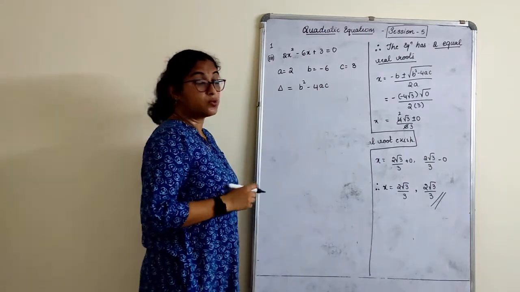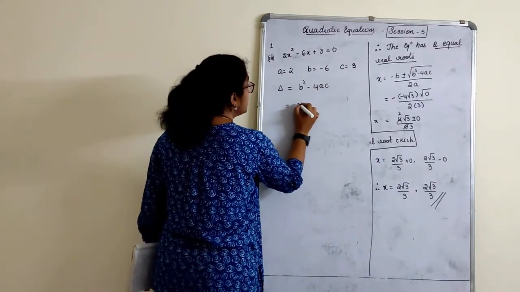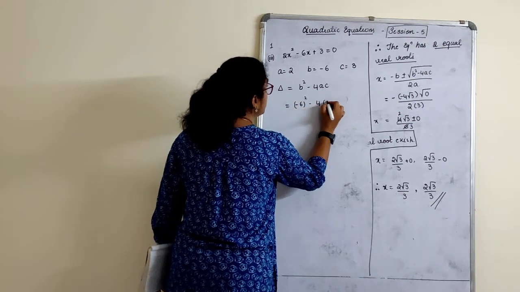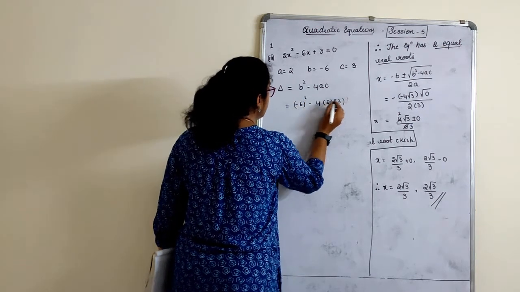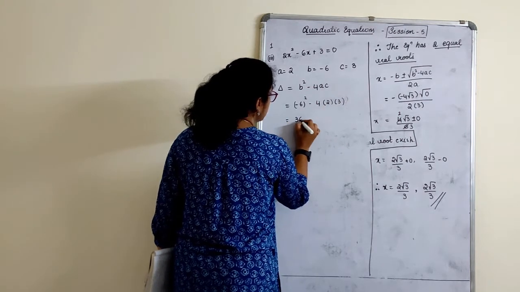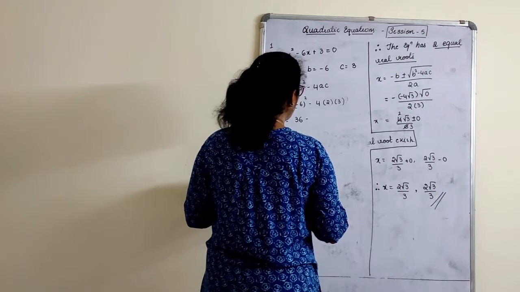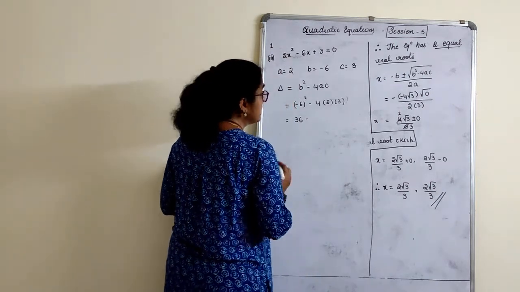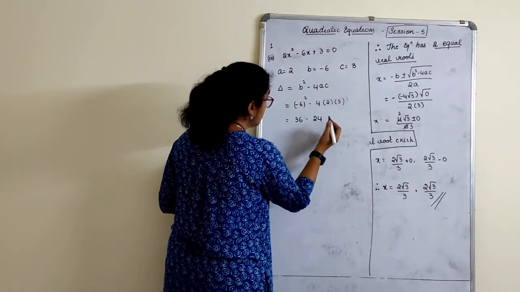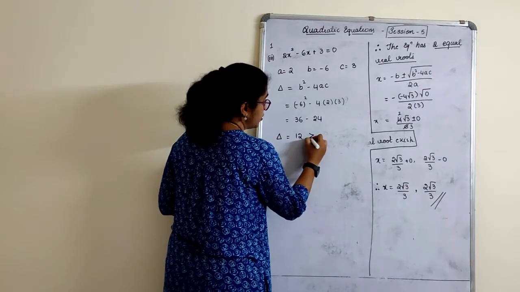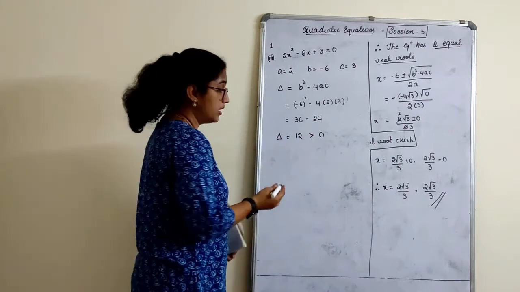Delta is equal to b square minus 4ac. So b square is minus 6 whole square minus 4 into 2 into 3. So 6 6s are 36. 36 minus, what do you have here? 4 2s are 8. 8 3s are 24. 36 minus 24, 12. Delta is 12, which is greater than 0, right?